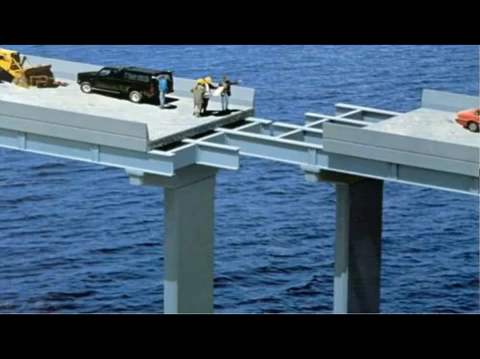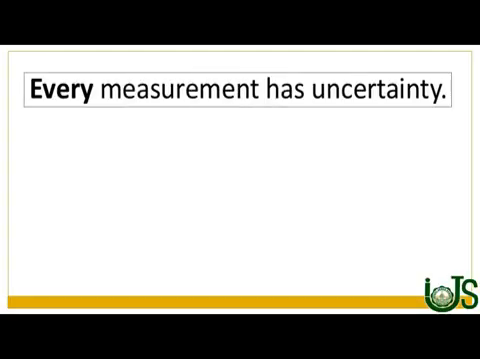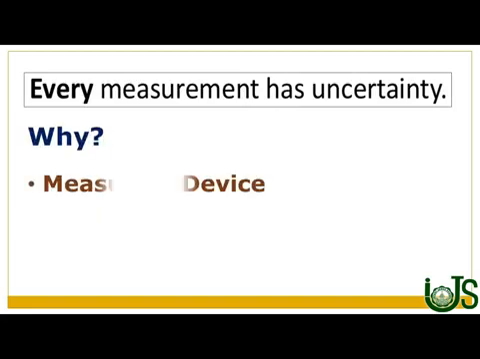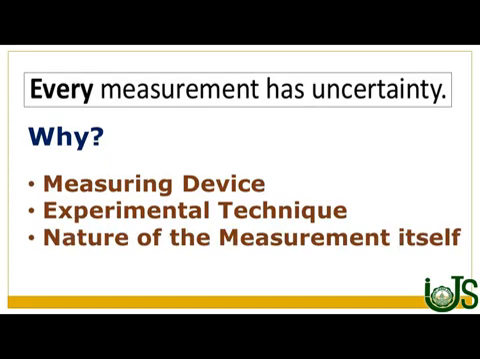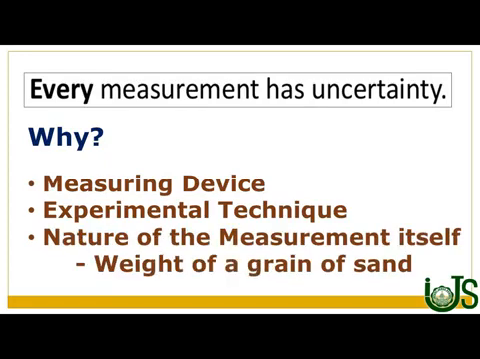But most measurement causes uncertainties due to the following. First is the measuring device. Second is the experimental technique used by those scientists or researchers. And the last is because of the nature of the measurement itself. Just like, for example, the weight of a grain of sand. Because naturally, we cannot measure the grain of sand unless it is in tablespoon or in a cup of sand or in a handful of sand.